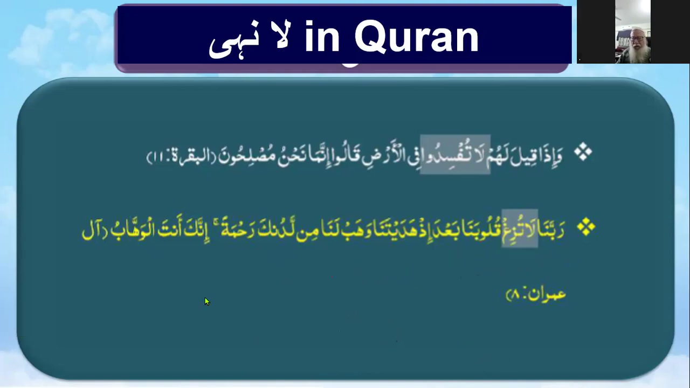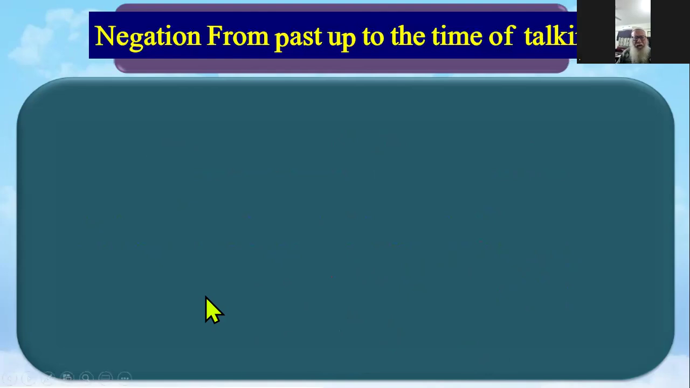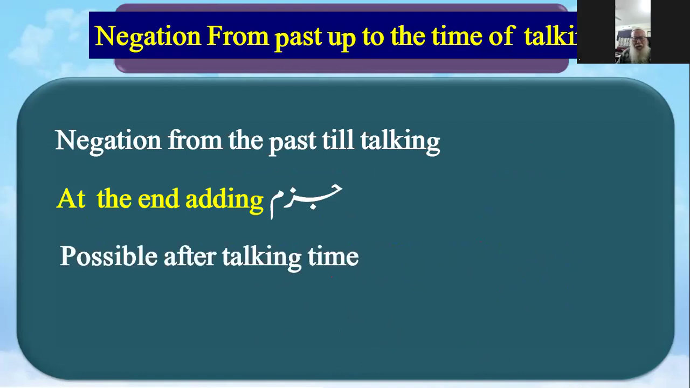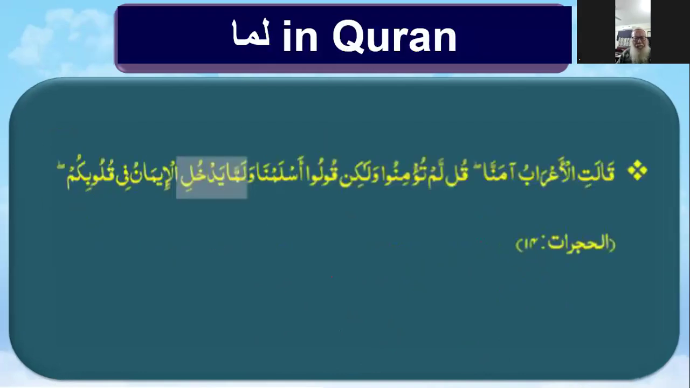So let's go. The next is the negation from past up to the time of talking. We use a word for negation from the past, with jazm at the end. Possibly continuing after talking, we use lamma. Bismillah. Lamma. قالت الأعراب آمنا قل لم تؤمنوا ولكن قولوا أسلمنا ولما يدخل الإيمان في قلوبهم. Actually, it is yadkhul.